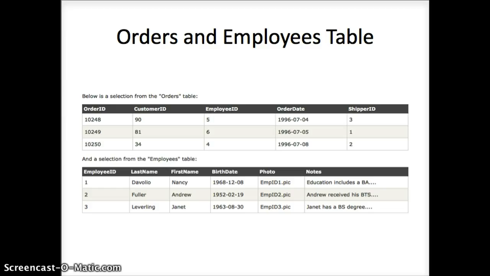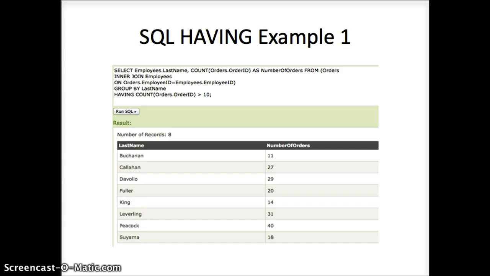Here we have two tables, Orders and Employees. In this example, we want to find if any of the employees has registered more than 10 orders. We would use this SQL statement: SELECT Employees.LastName, COUNT(Orders.OrderID) AS NumberOfOrders FROM Orders INNER JOIN Employees ON Orders.EmployeeID = Employees.EmployeeID GROUP BY LastName HAVING COUNT(Orders.OrderID) > 10.